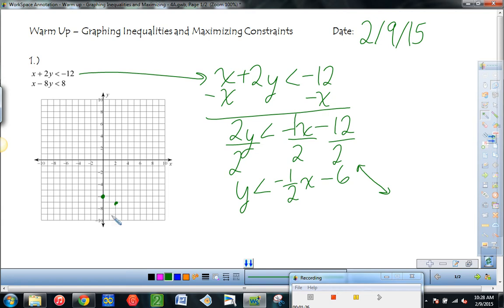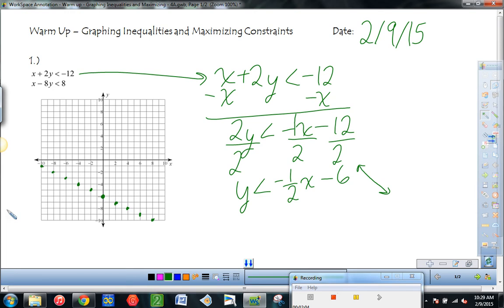It is a dashed line. How do you know that this is a dashed line? There's no line underneath the alligator. That's how I remember. It is only less than, it's not less than or equal to. So you need a dashed line, or you just need to make it a whole bunch of points. I'm happy with either one.